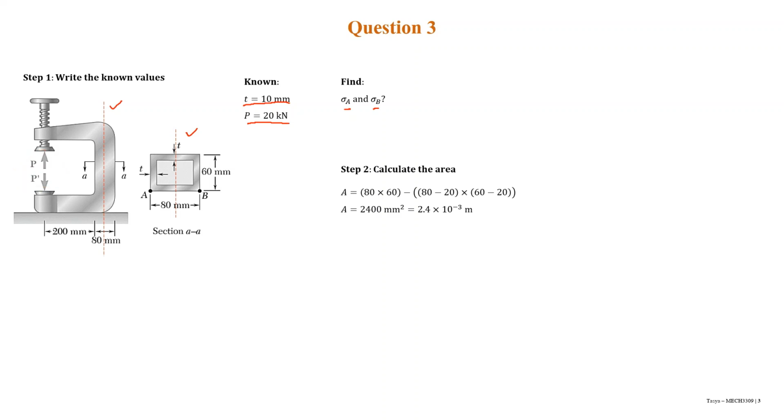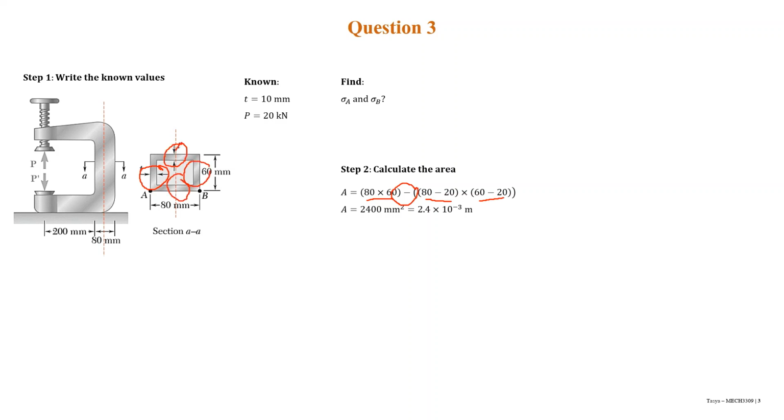The second step is we have to calculate the area of this. Let me erase this first. Okay, the area of this, since it is not solid, it has this wall thickness, so the area will be 80 multiplied by 60 minus, because it is hollow, so it should be minus (80 minus 20) multiplied by (60 minus 20). Why 20? Because the structure has wall thickness 10 millimeter, but it also has two sides here, two sides each.